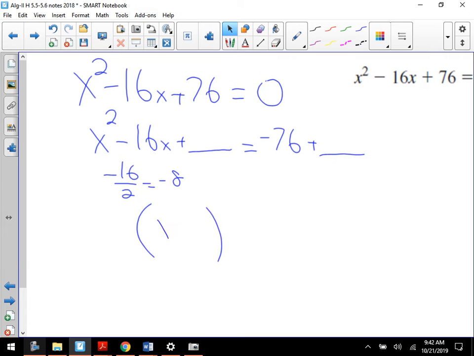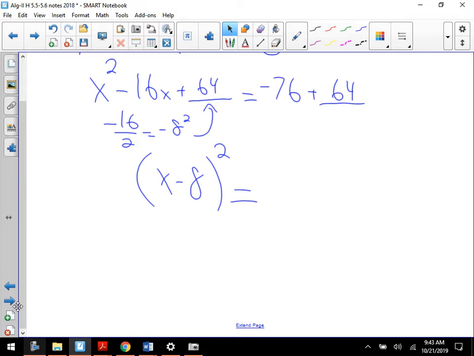This always drops into here. That value, whether it's positive or negative, drops into there. Now I've squared the negative 8. When you square negative 8, what do you get? 64. And that goes up here on both sides. Again, I want you to think of this: what times what is positive 64 that adds together to get negative 16? It has to be negative 8 and negative 8. We're creating a perfect square. So what's negative 76 plus 64? Negative 12.